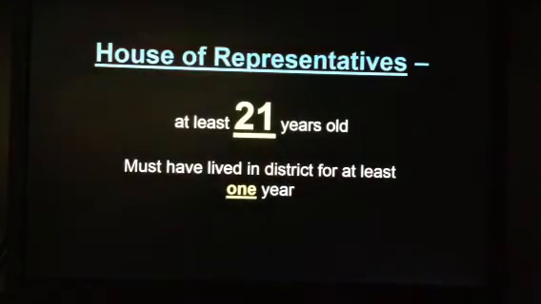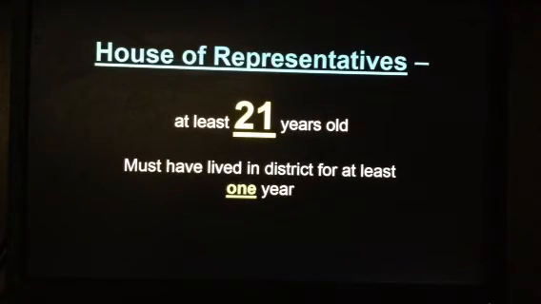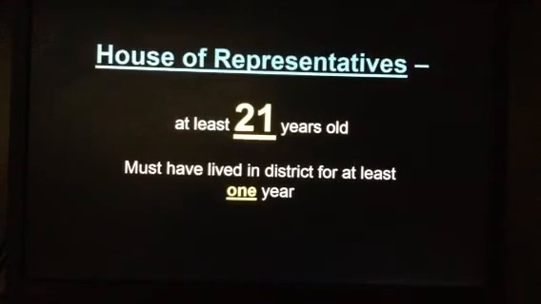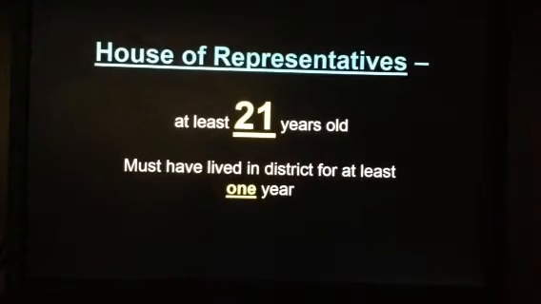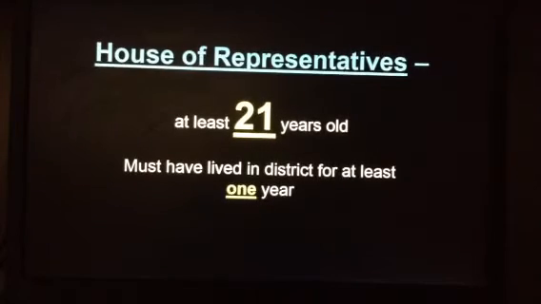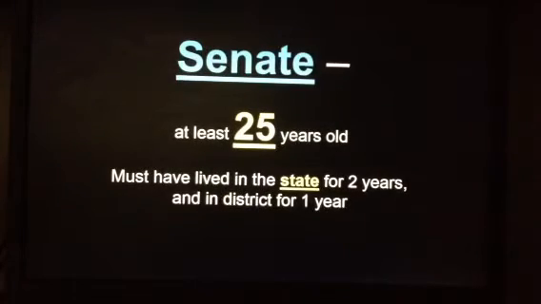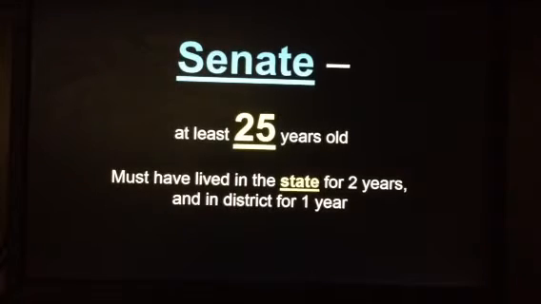To run for our General Assembly, you have to be at least 21 years of age. This is for the State House, and you must have lived in the district for at least 1 year. In the State Senate, you must be at least 25 years of age and must have lived in the state for 2 years and in the district for 1 year.